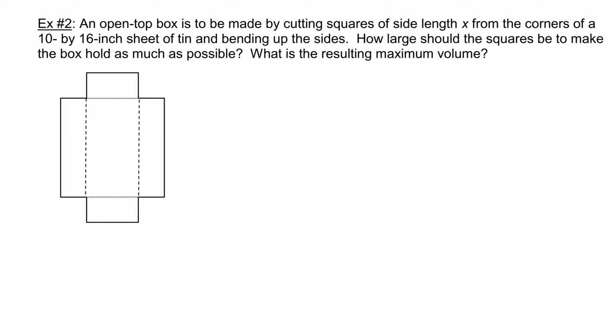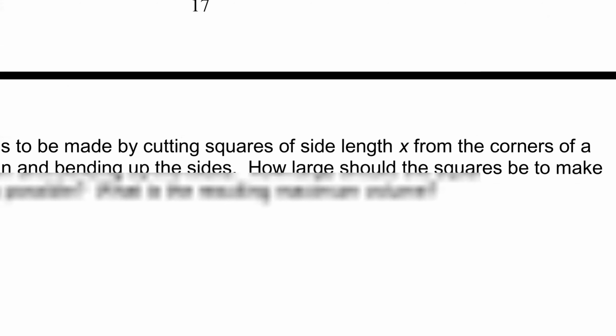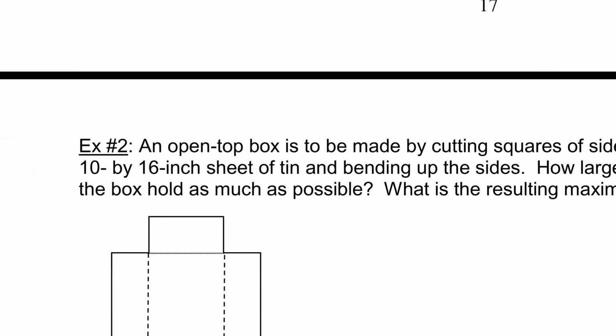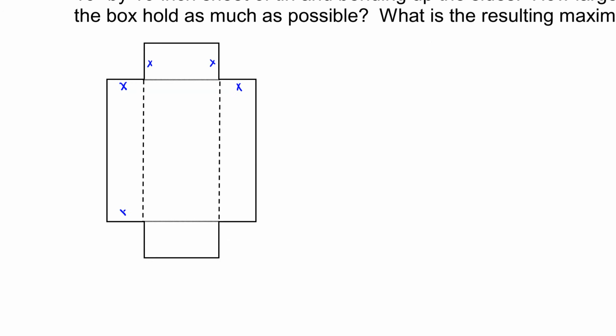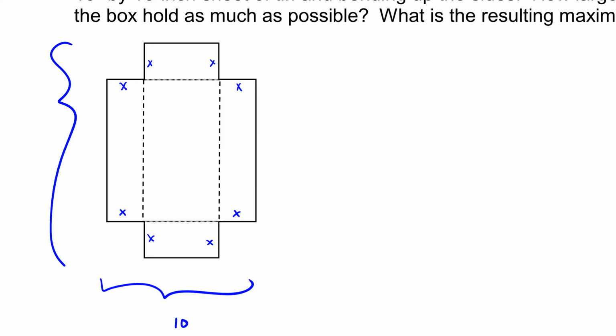So we have a picture drawn for us, so let's try to understand the problem a little better. We are cutting squares of side length x from the corners, okay? So I come up here, this length is x, this length is x, this length is x, this length is x. So I'm cutting squares, x by x. The whole sheet is 10 by 16. So this whole length is 10, this whole length is 16.